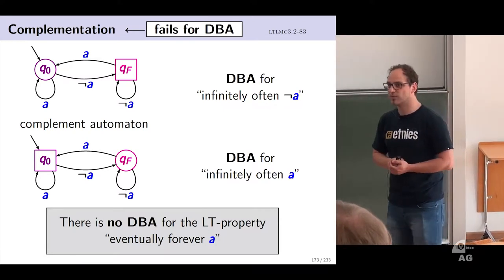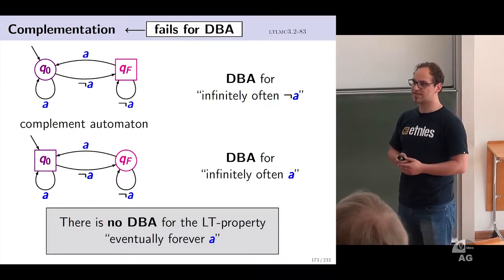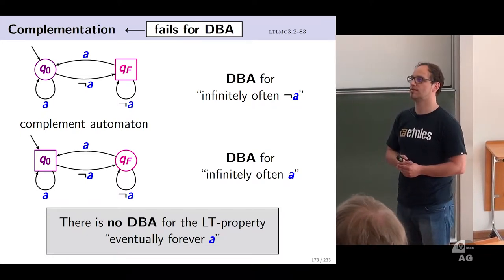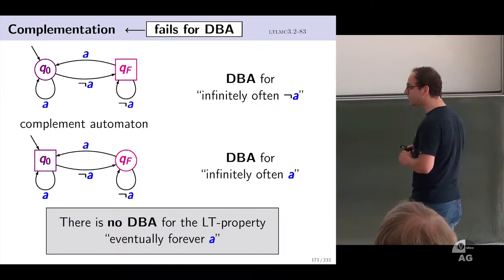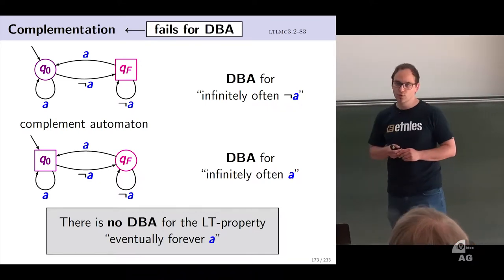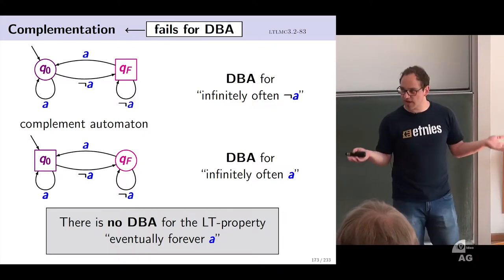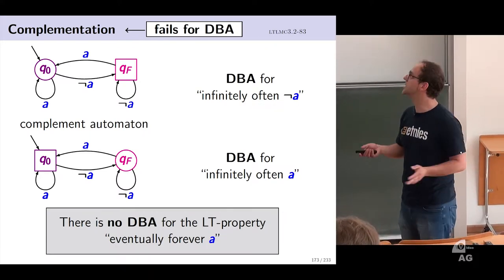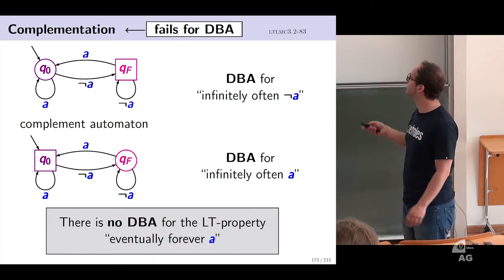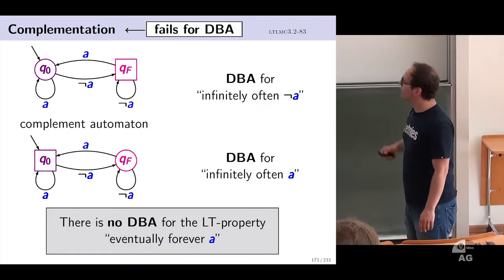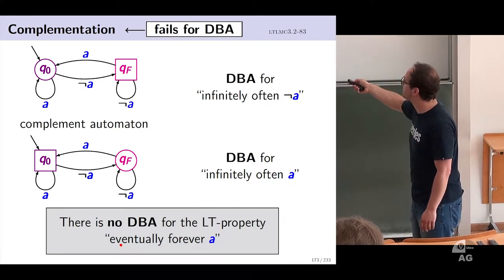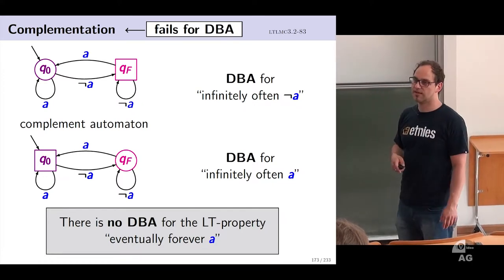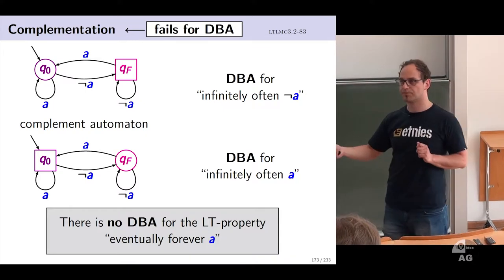Omega regular languages are strictly more expressive than deterministic Büchi automata. So by going for determinism in the automaton, you lose expressiveness. In the finite word case, this is not the case, but for omega automata, this is the case. Now we're going to prove there is no deterministic Büchi automaton that recognizes the linear time property eventually forever A, from some point on forever A.